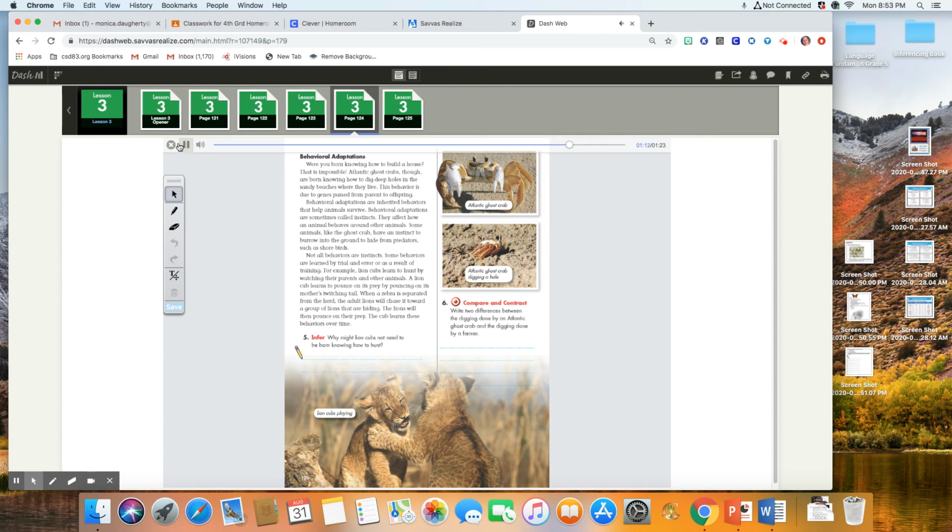6. Compare and contrast. Write two differences between the digging done by an Atlantic ghost crab and the digging done by a farmer. Atlantic ghost crab. Atlantic ghost crab digging a hole.